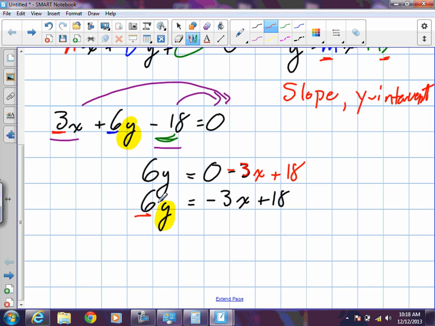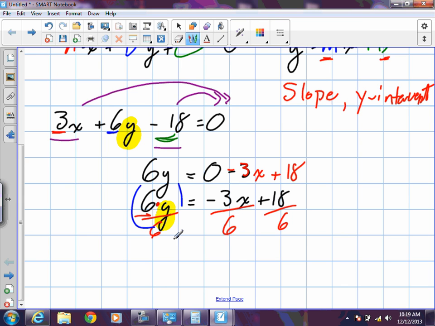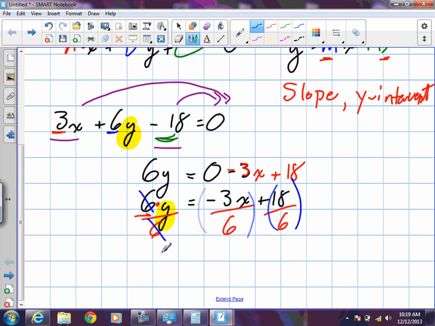What do I have to do with it, Char? Divide it, because it's multiplication. So I want you to think of it like we're dividing each term by 6. Whatever we do to one side of the equation, divided by 6, we have to do to everything on the other side. So 6 and 6 will cancel out. We technically create a 1. This is equal to negative 3 over 6x and plus 18 over 6.